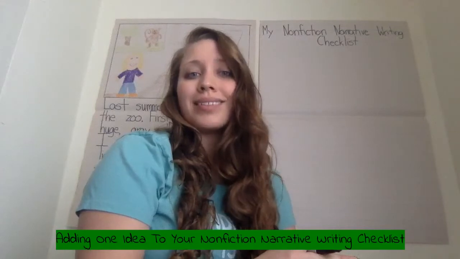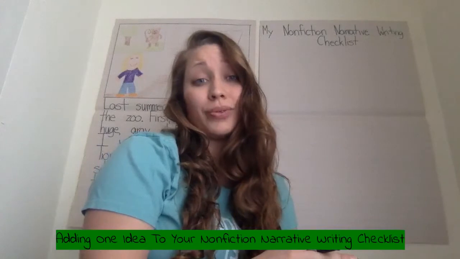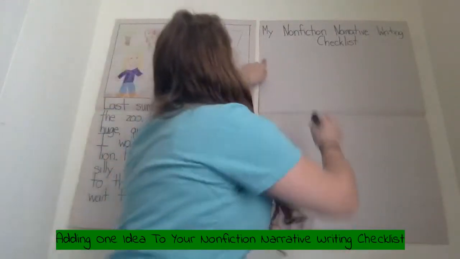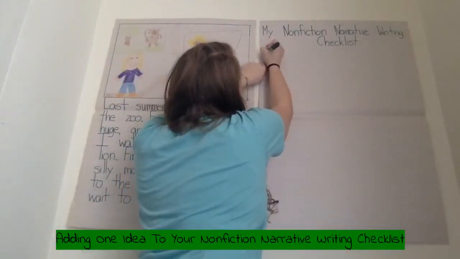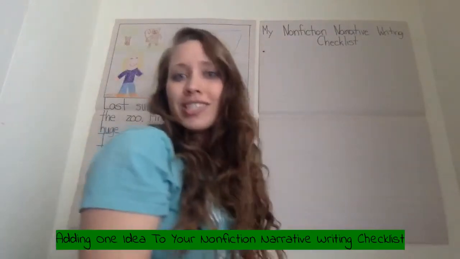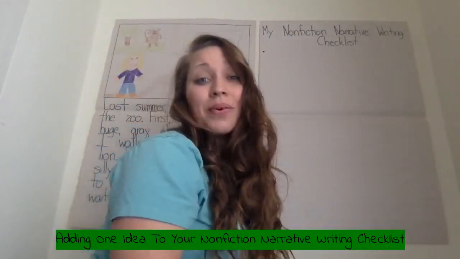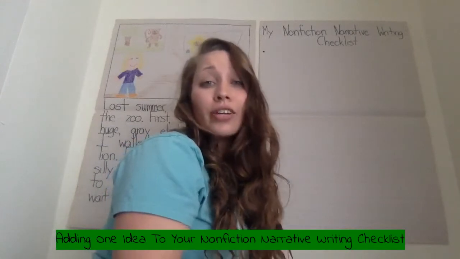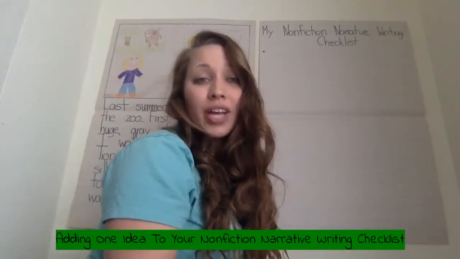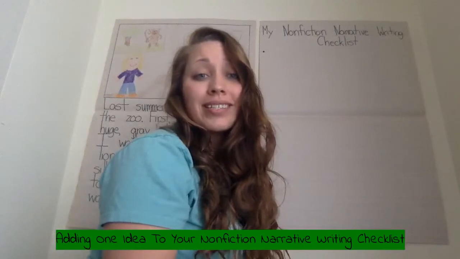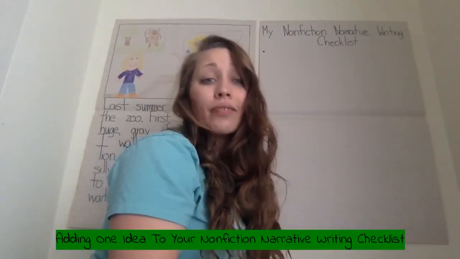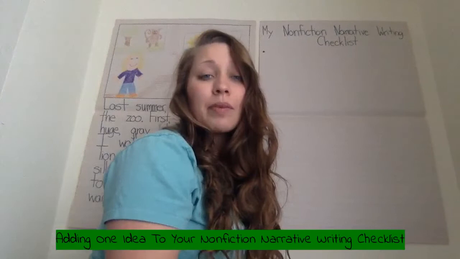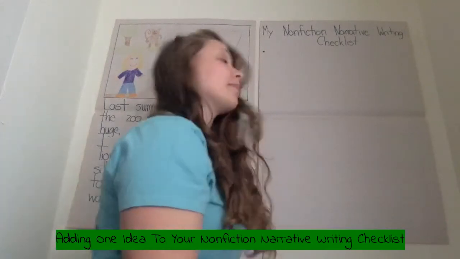To add it to my nonfiction narrative writing checklist, I'm going to start by making a bullet, like a little dot under my title, to help organize all of the ideas I'm going to include. Just like that. Now, I am going to write the first thing that I'm going to look for in my nonfiction narrative when I use my checklist. Introductory sentence. As I am writing, I'm going to carefully sound out my words. You can tell me what letters you hear, and I will record them.